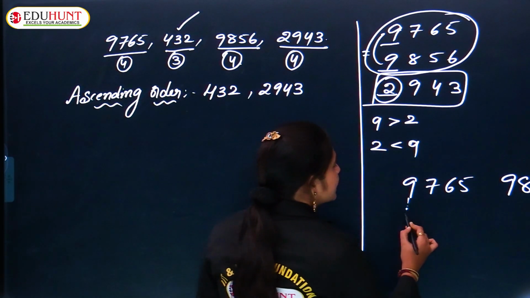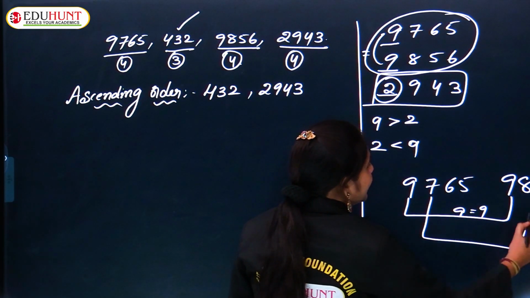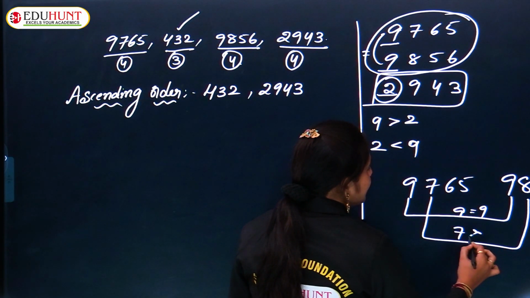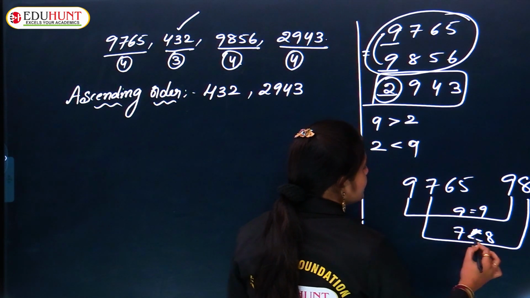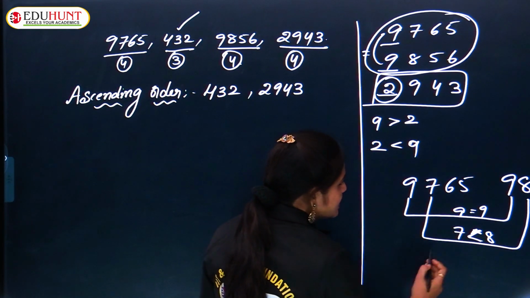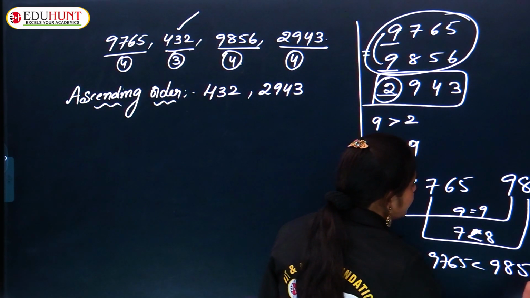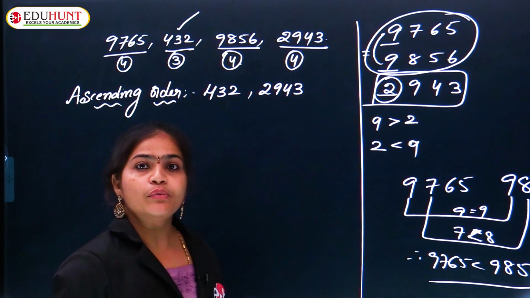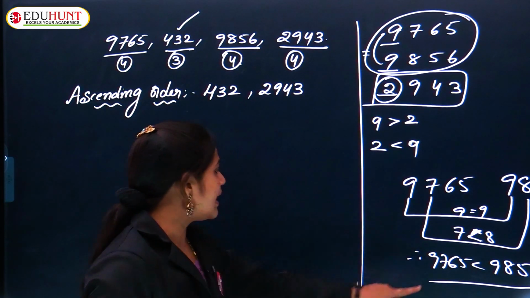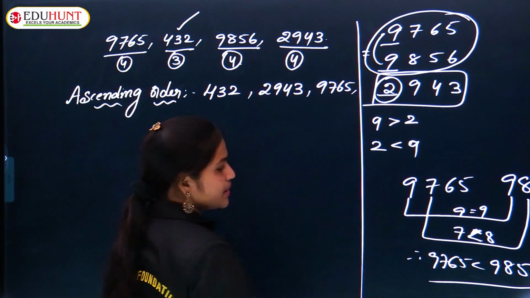Okay. First check the highest position. 9 is equal to 9. Next, second highest position. 7 is less than 8. Then automatically we know that 7 is less than 8, which means 9765 is less than 9856. Now what is the smallest number here? 9765 is the smallest number.